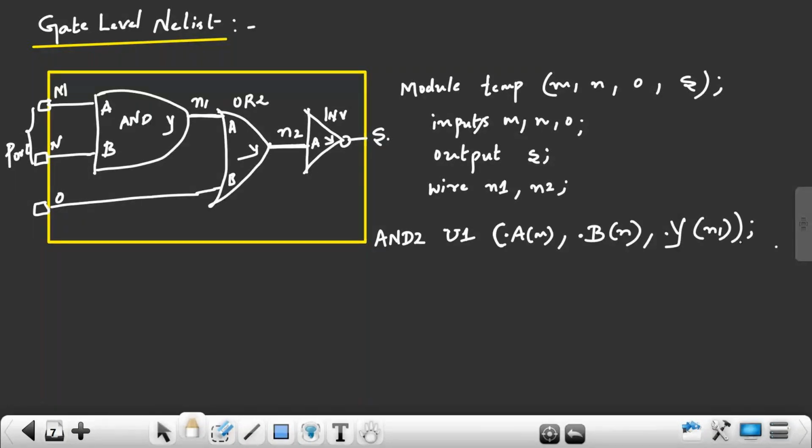Next, what is the next gate you have? OR gate. Instance name is U2. Next, A. A pin of your OR gate where it's connecting? It's connecting to N1 net. B pin where it's connecting? It's connecting to O.